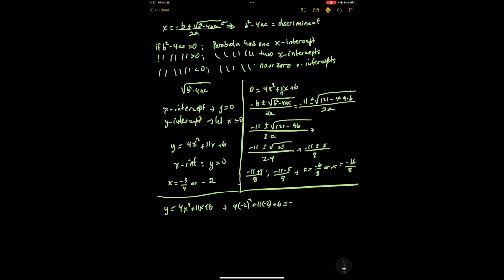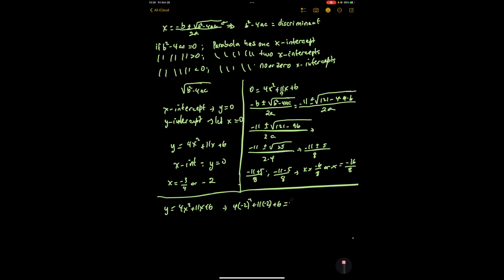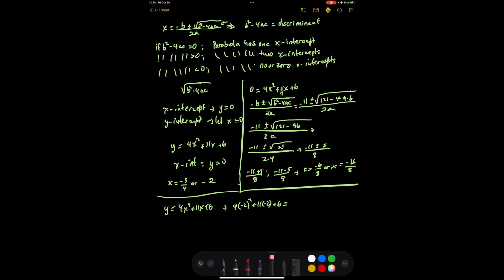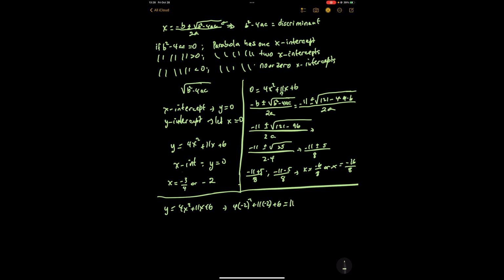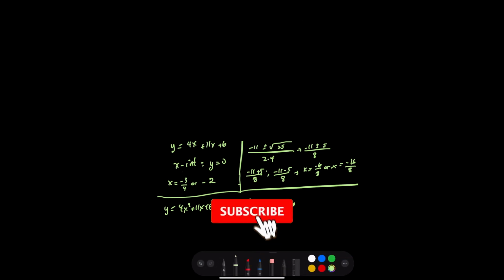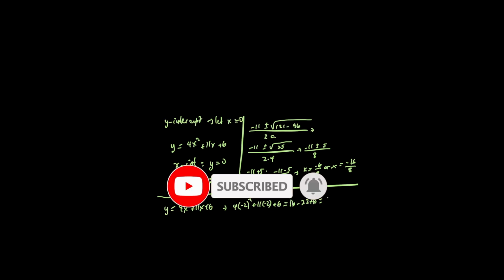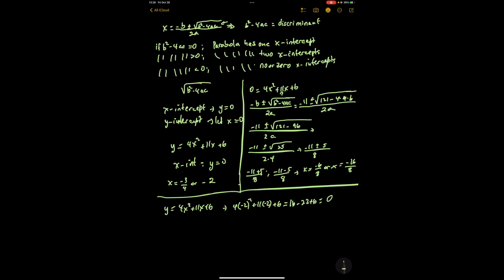Negative 2 squared is equal to 4. 4 times 4 is 16. So that will be 16 plus, 11 times negative 2 is negative 22. 16 minus 22 plus 6 will be equal to 0. So negative 2 is a good one. So far this one is checked.